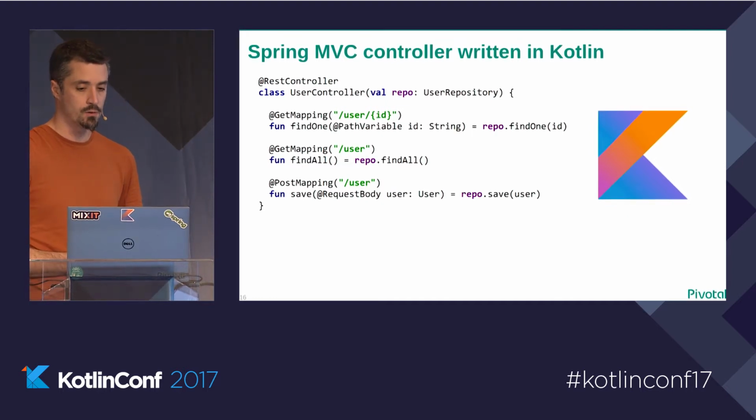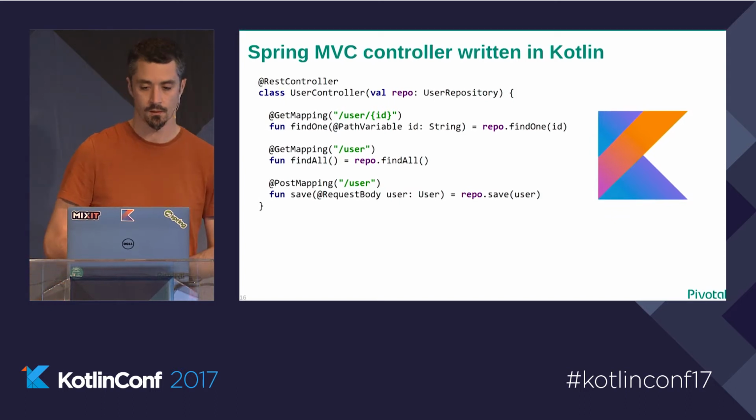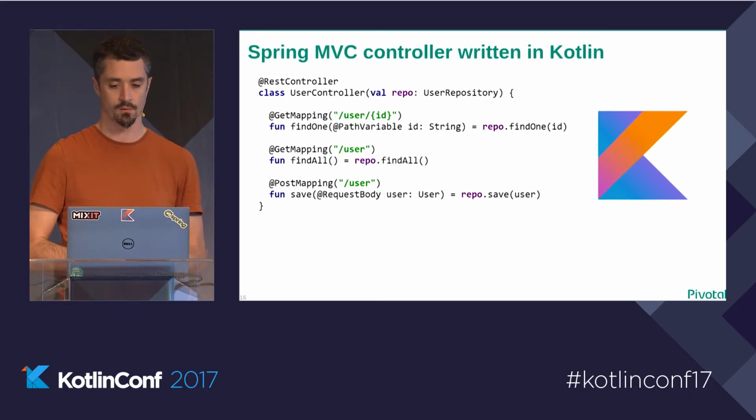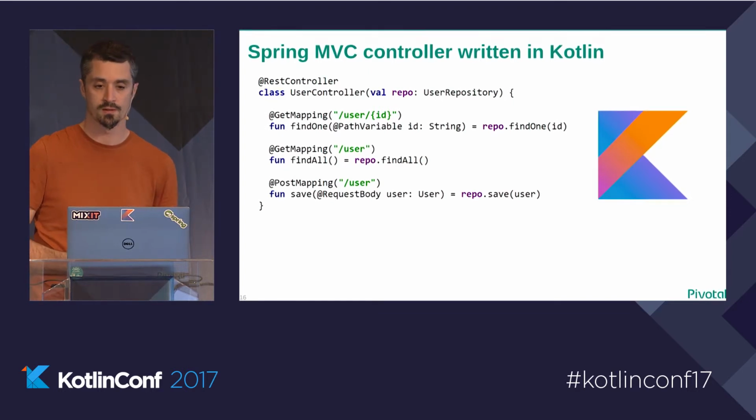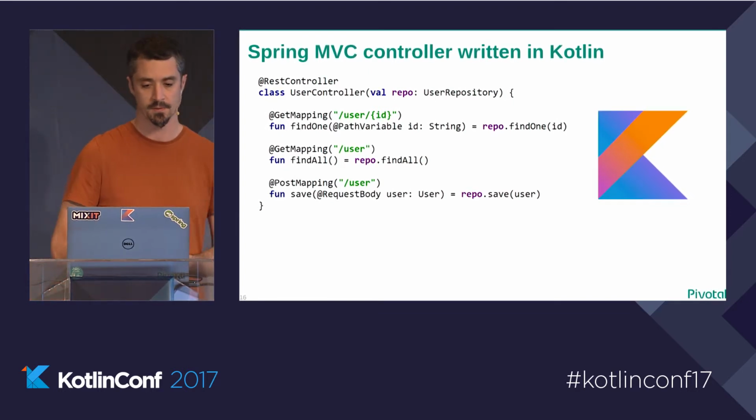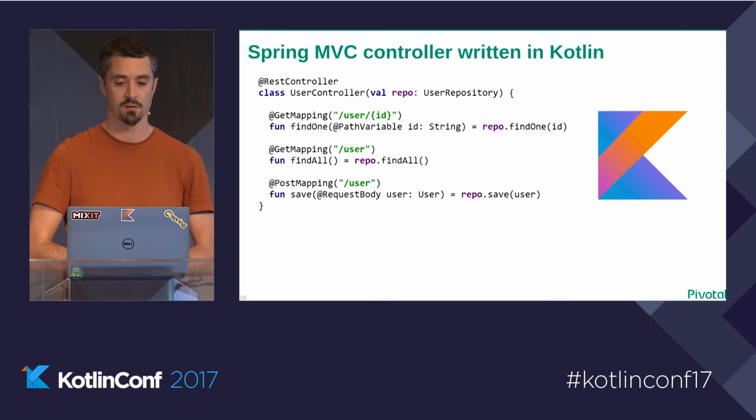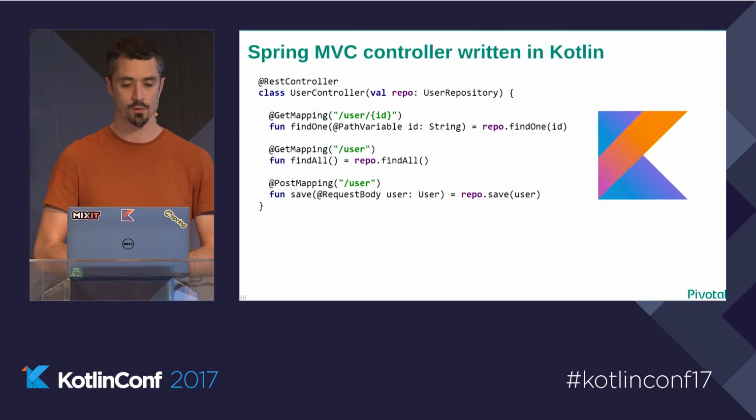We leverage type inference to have concise code, so I'm not forced to repeat the types everywhere. No need for the public keyword because that's the default. And yeah, that's pretty much the same thing with shorter code.